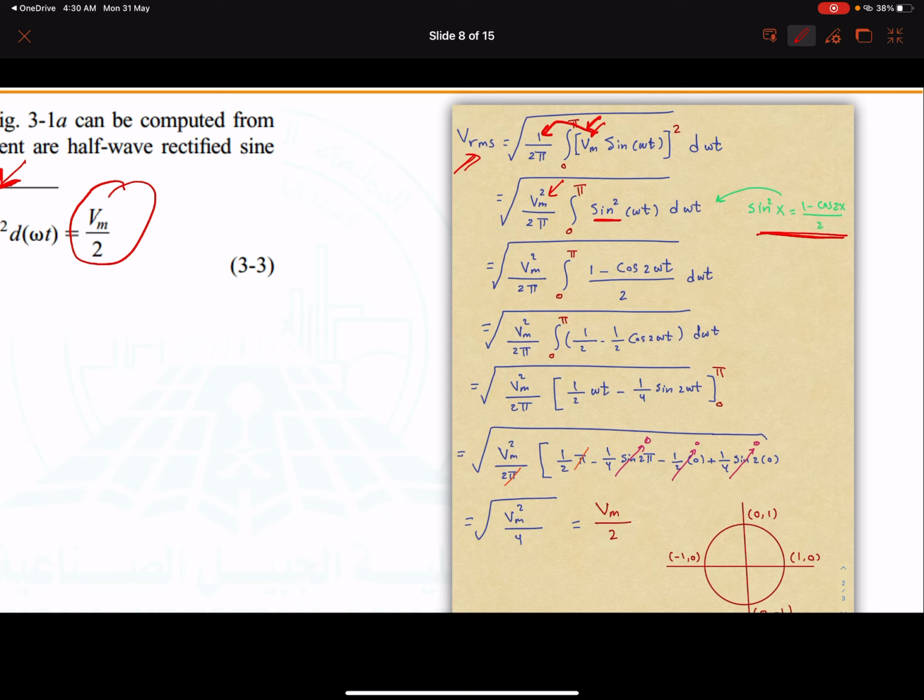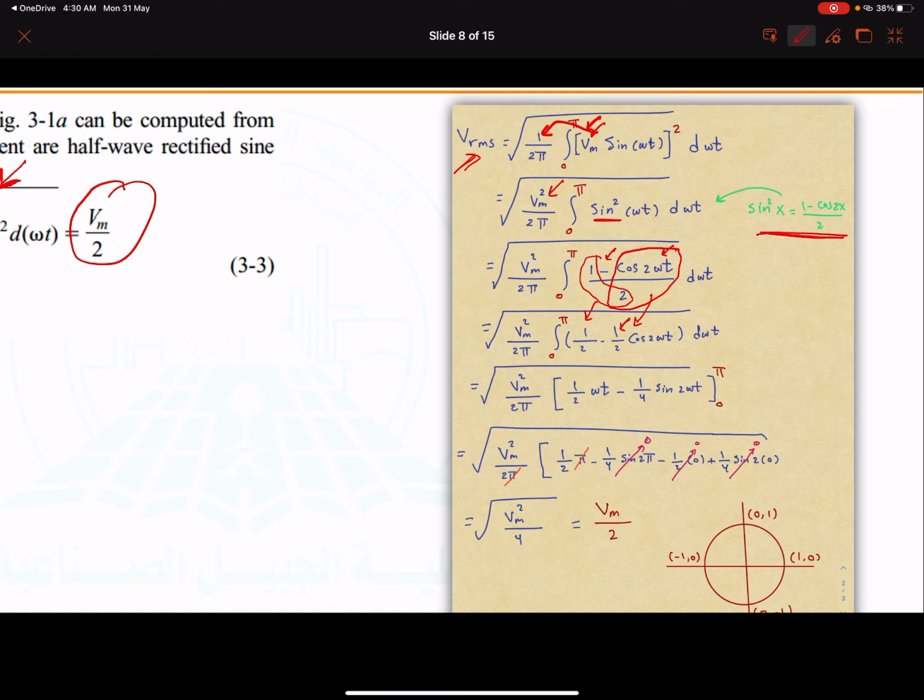This is if it is sine x. If it is omega t here, sine squared omega t is 1 minus cosine 2 omega t, okay, divided by 2, d omega t. Now we can just take 1 over half here, okay, and this part also we'll take it here like this, and we can take 1 over 2 aside like this one, okay.